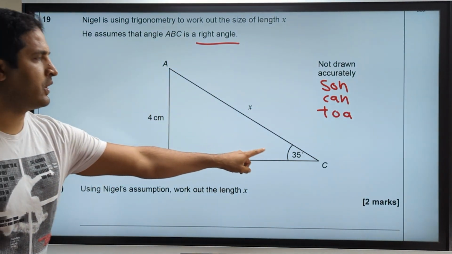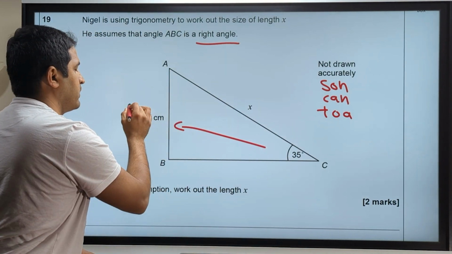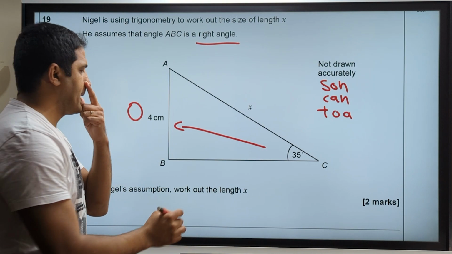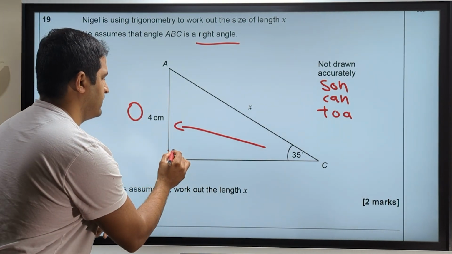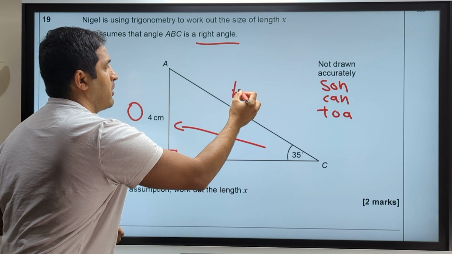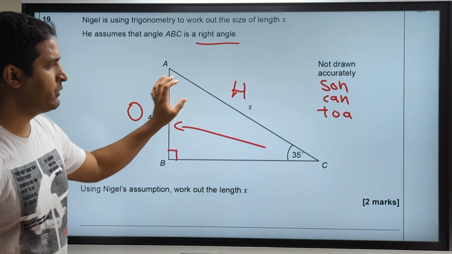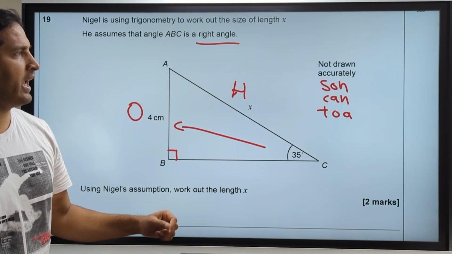So we know that's an angle, so 4 is your opposite to that angle, so that's O. X is the opposite of angle ABC, so that's your hypotenuse, and that's adjacent. So we're going to be using opposite and the hypotenuse to work out what X is, okay?